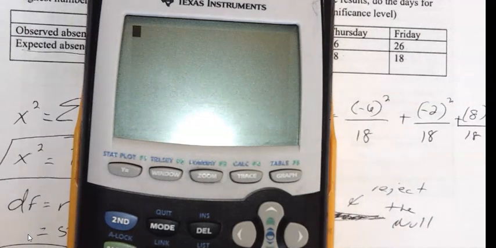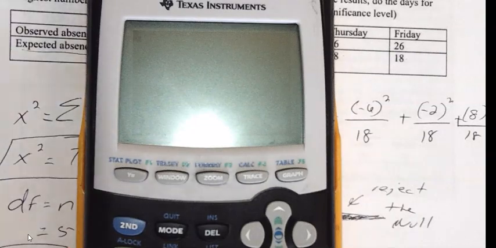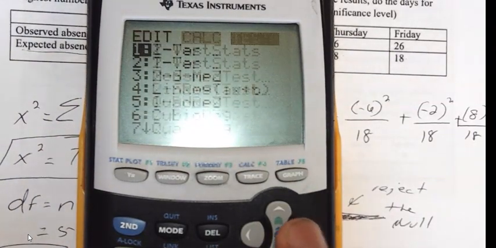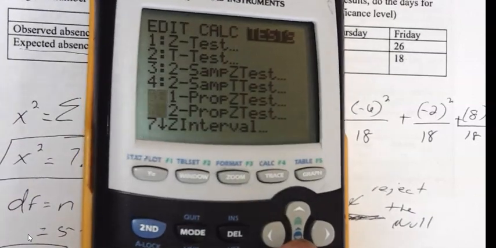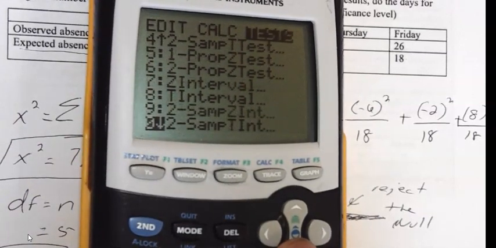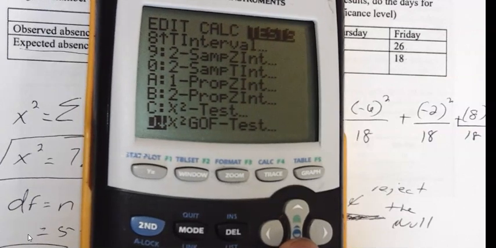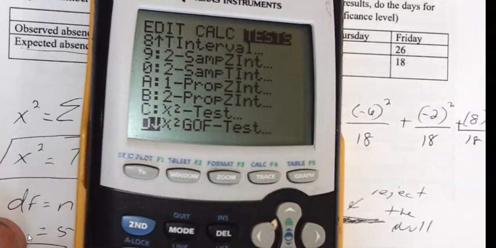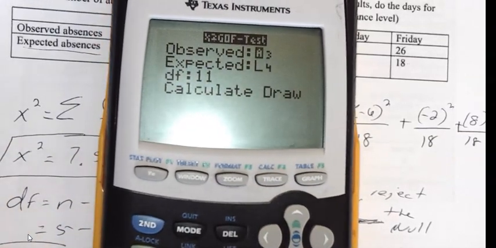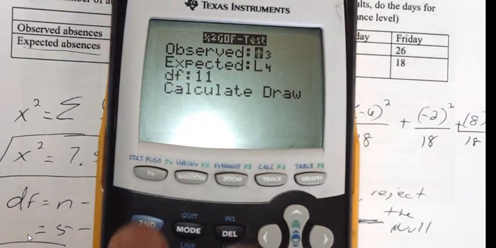It's always good when you're doing these statistical tests to clear out your calculator so nothing's already there messing with your data. So from there, we'll go to Stat, we'll go over to Test. We want to go down until we see the chi-squared goodness of fit test. So there it is, that letter D. We'll hit enter. I want my observed value to be list 1, so it's second number 1. I want my expected value to be list 2, so it's second number 2.